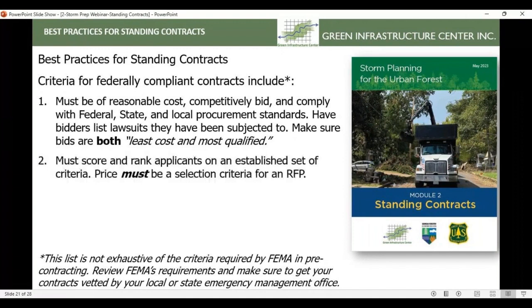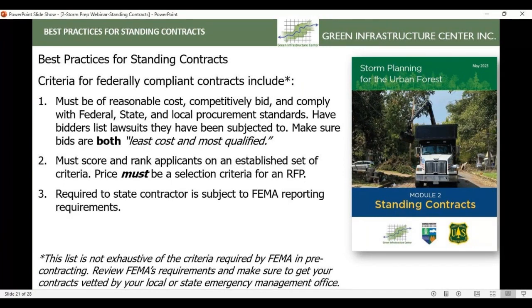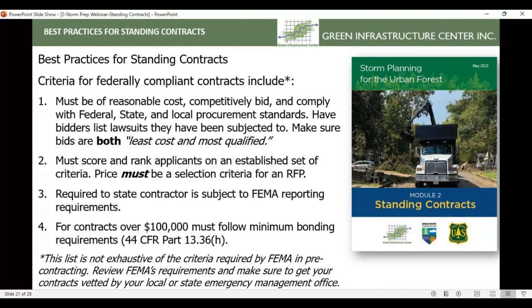So cost must be a selection criteria for the RFP. You can score and rank applications on an established set of criteria, which helps you find the most qualified contractors, but price must be a selection criteria for the RFP. That is key. Require that the contract state that the contractor is subject to FEMA reporting requirements, so that FEMA is able to get the proper documentation reporting from those contractors. And for contracts over $100,000, you must follow minimum bonding requirements from this subsection part.